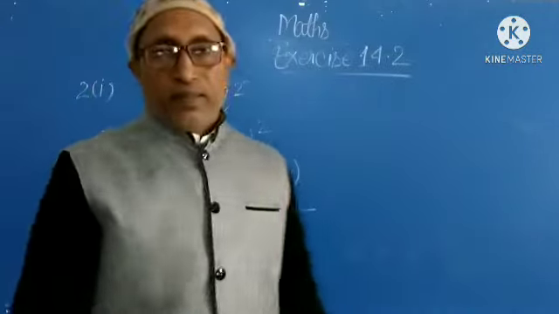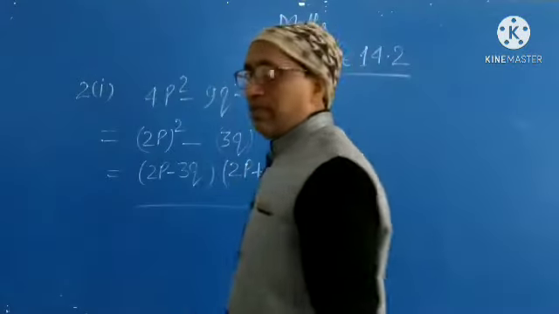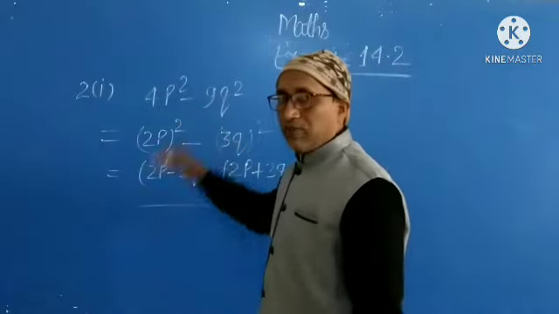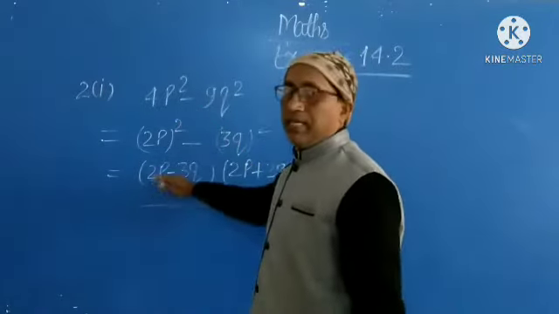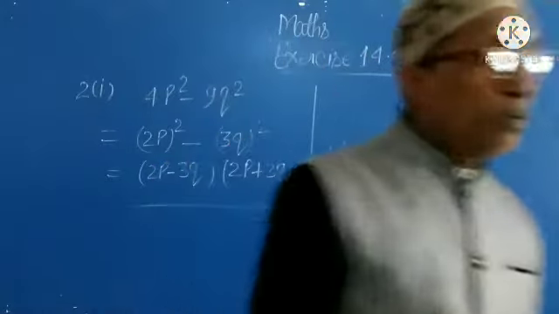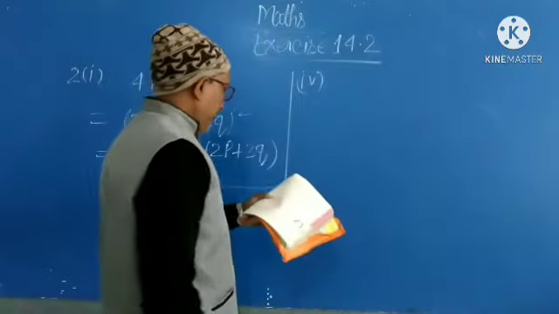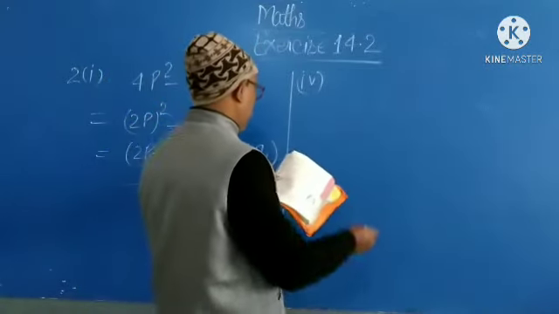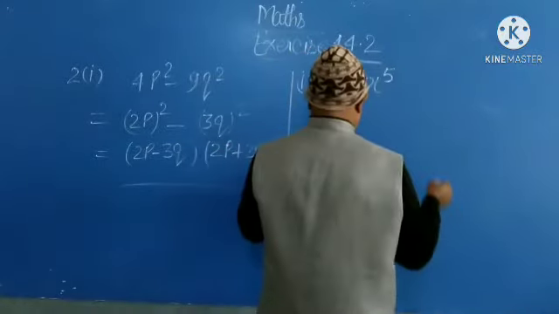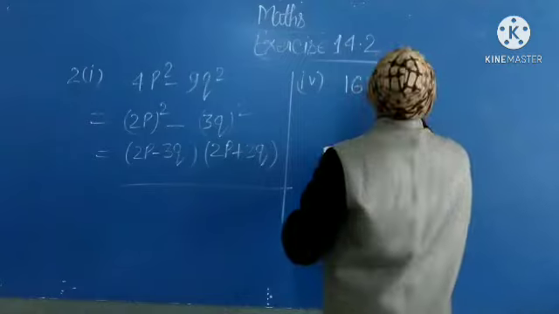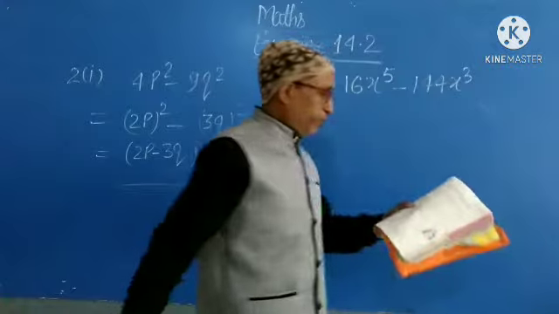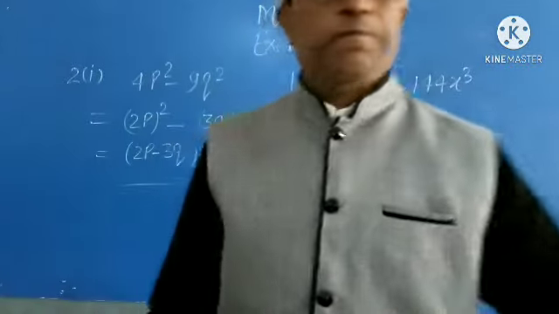Okay? In this expression, we use the identity a square minus b square, which value is (a minus b) into (a plus b). Then question number 2, fourth part is 60x to power 5 minus 144x cube. You factorize this expression.